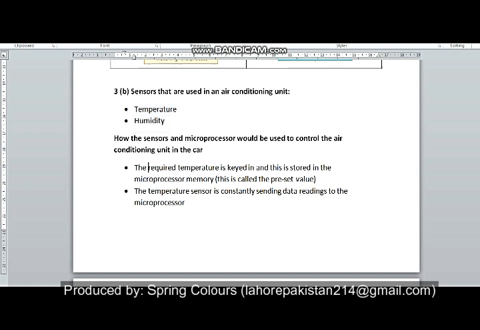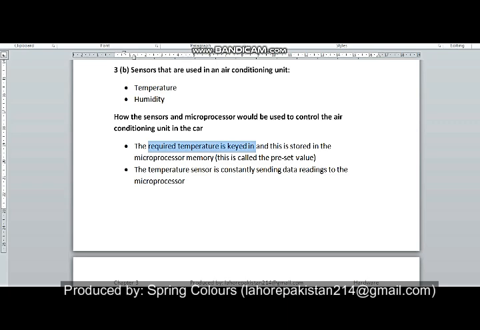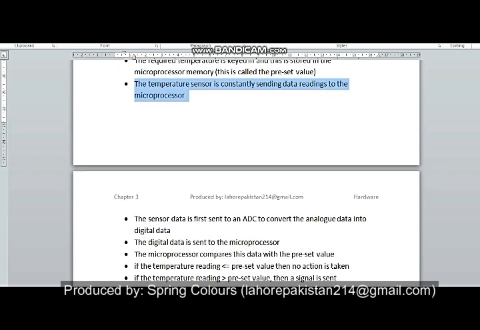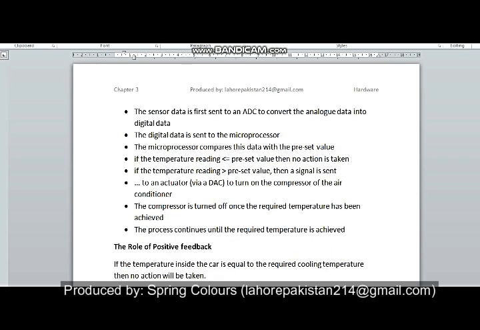And how the sensors are used, the required temperature is keyed in. Suppose the user selects 26 as the temperature, then the sensors will automatically check for that specific temperature, and the continuous values will be converted into digital values using an ADC converter, and that data will be given to the brain of that software. The brain compares the values.